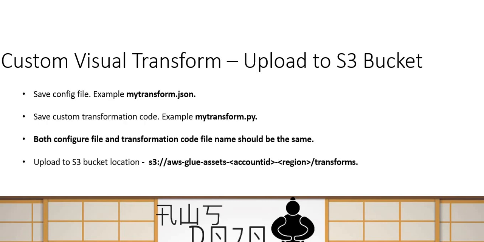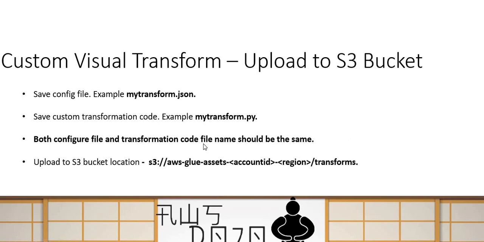So what you do first, you save your config file. Suppose you give this a name, mytransform.json file. It's a JSON document, end of day. Then you write your custom code, which you save as, say, mytransform.py. Now, in this example, your config file and your custom code both should have the same name. The extensions .json and .py are okay, but their name should be the same, and it is mandatory, because that's how Glue comes to know that this custom code and this config file are together. So you have to keep the same name for the config file and the transformation code.